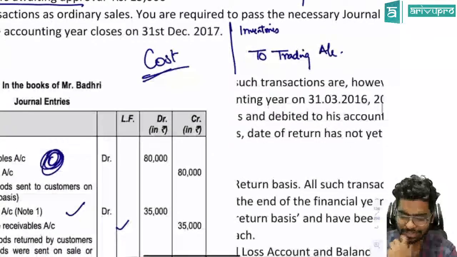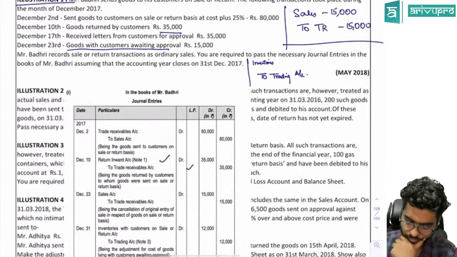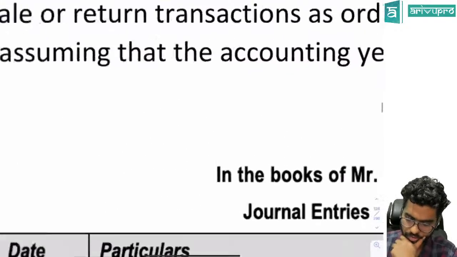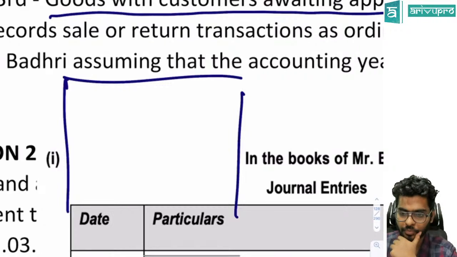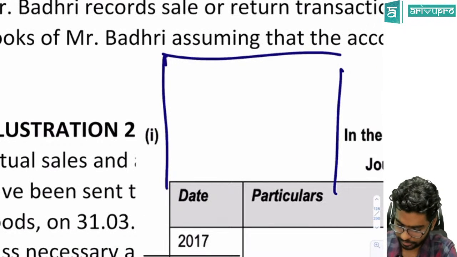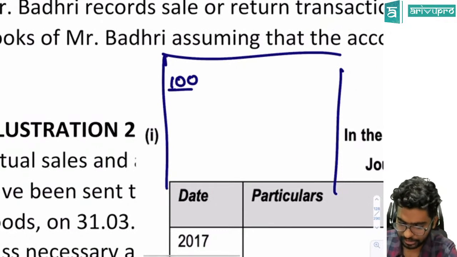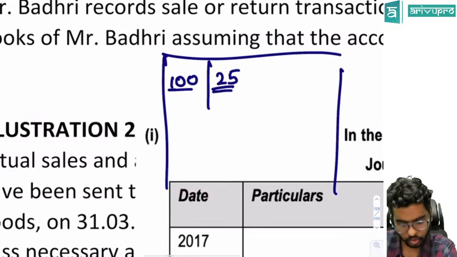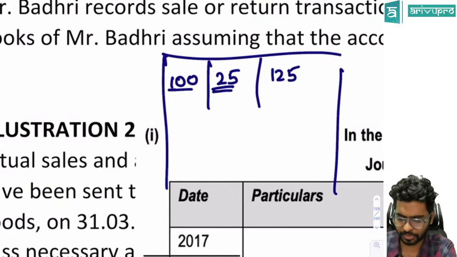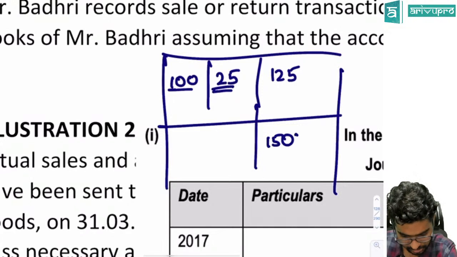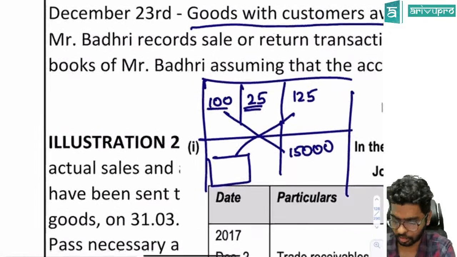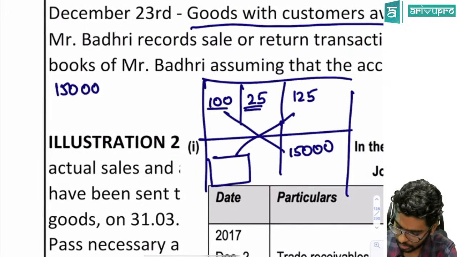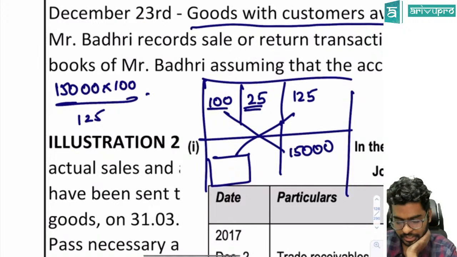Now there comes a challenge. What is the challenge? To find the cost price. I know if the cost price is 100, 25 rupees is the margin, and 125 rupees becomes my selling price. Here my selling price is 15,000. My objective is to find the cost price, so do the cross multiplication: 15,000 into 100 divided by 125. How much is it?